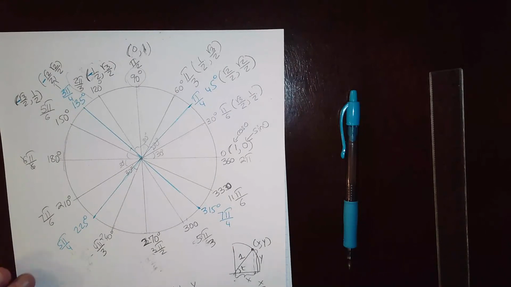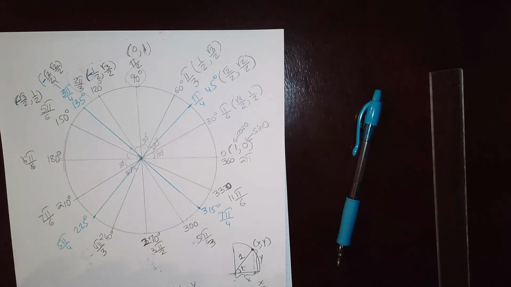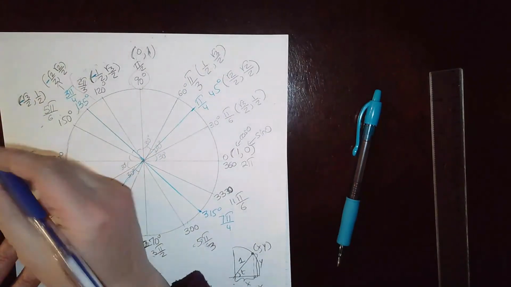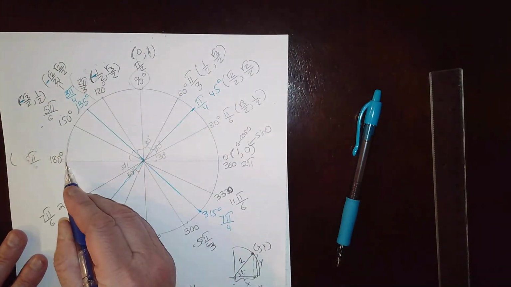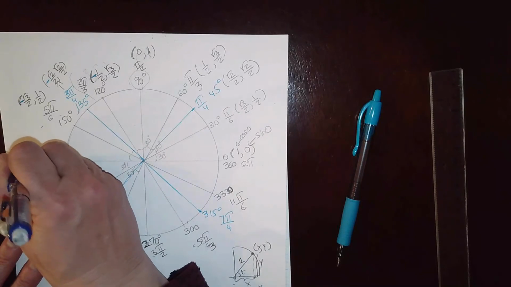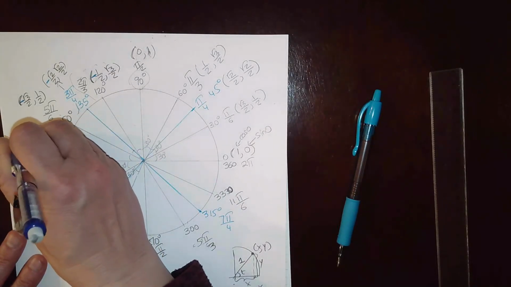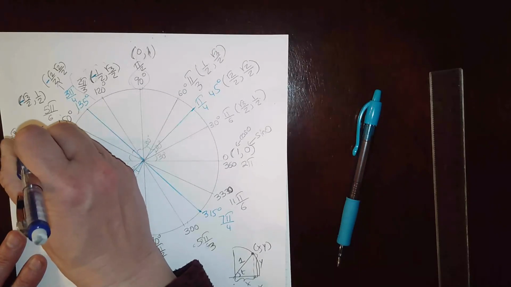And right here, the pi, so let's erase the 6 here. Pi, we know that point is -1, 0. So cosine pi is -1 and sine pi is 0.